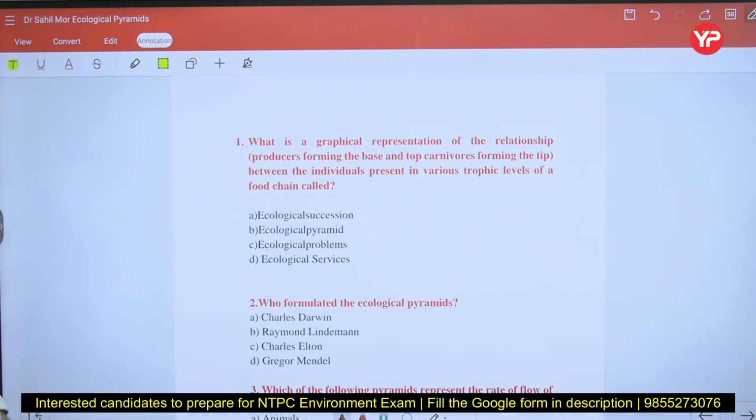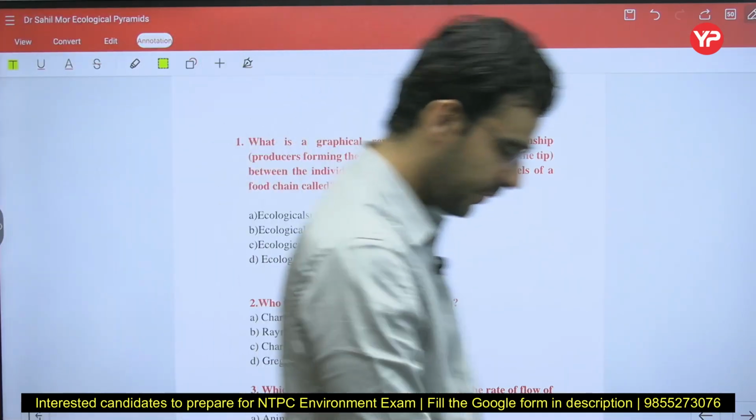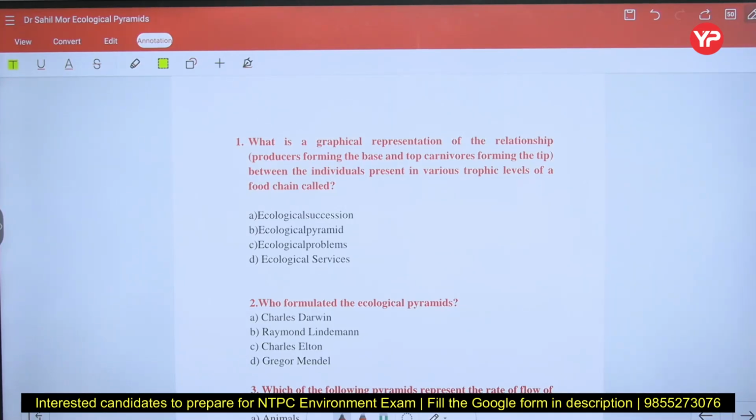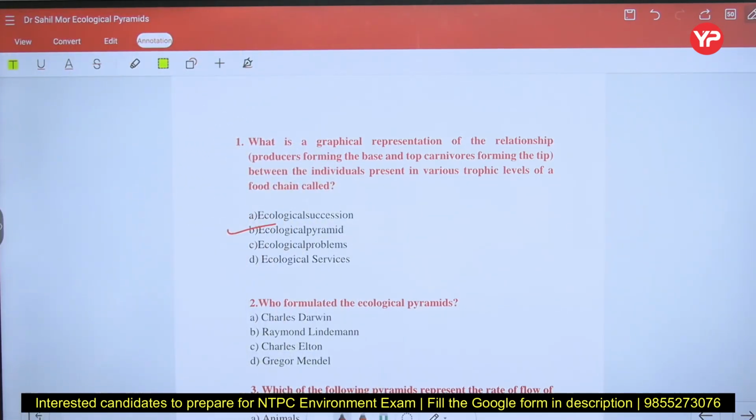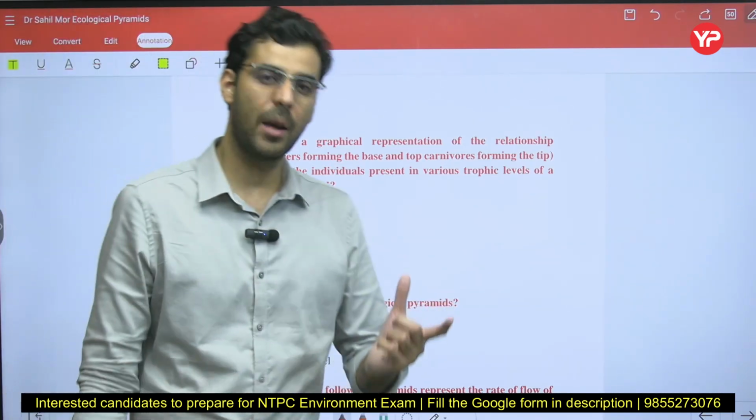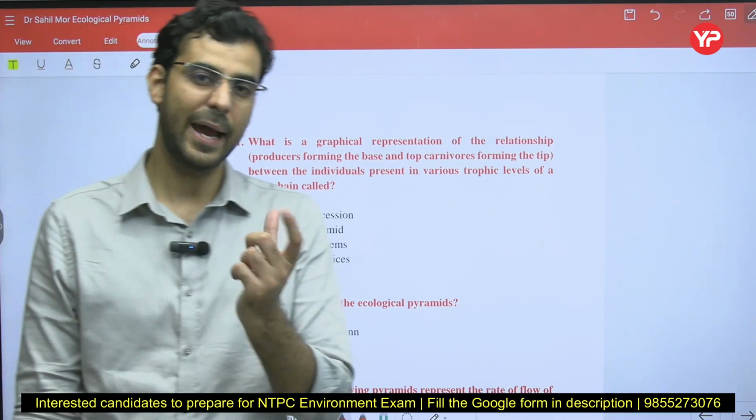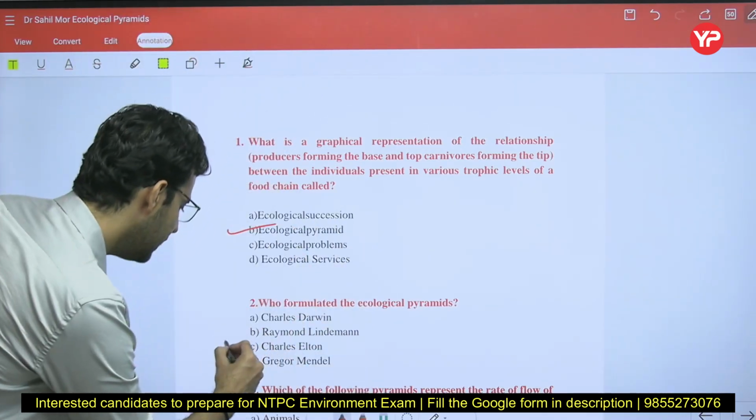So question number 1 is, what is the graphical representation of the relationship between the individuals present in various trophic levels of a food chain, with producers forming the base and top carnivores forming the tip, called? Read all the options and try to answer. This graphical representation is known as the ecological pyramid, as we studied. Next is, who formulated the ecological pyramids? As I told you, it is also known as the Eltonian pyramid, named after Charles Elton. So the correct answer will be C.